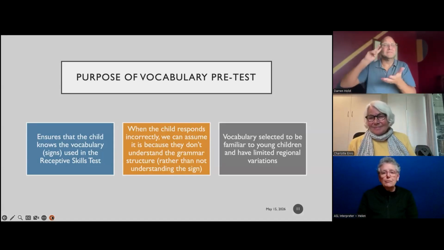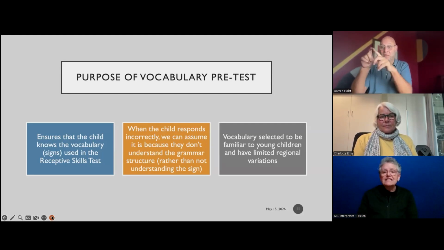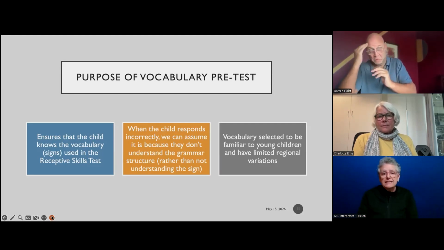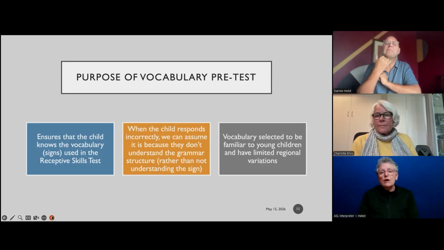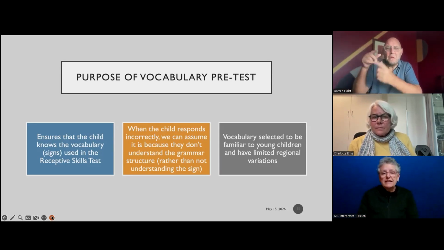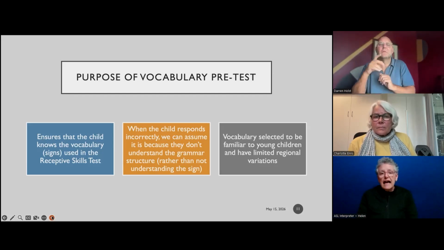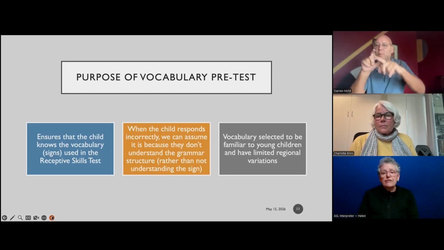Okay, perfect. So the purpose of the pretest, let's talk about that for a minute. That's to make sure that the child is aware of the vocabulary and the signs that will be included in the test and the pictures. So the child takes the pretest to make sure that they understand the terminology that will be used. If there are mistakes, if the child doesn't understand it, maybe they don't know the grammar or the structure, or maybe they don't understand the sign. All of those are possibilities. And so then they can choose the vocabulary. So let me show you what that looks like.